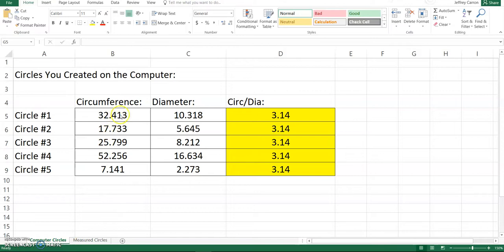What we've seen so far is that if you take the circumference and you divide it by the diameter, you're going to get pi. I'll say that again because it worked here as well. If you take the circumference and you divide it by the diameter, you're going to get pi.